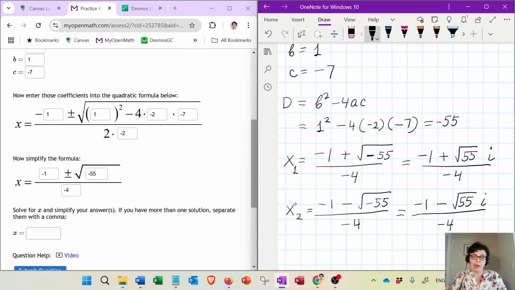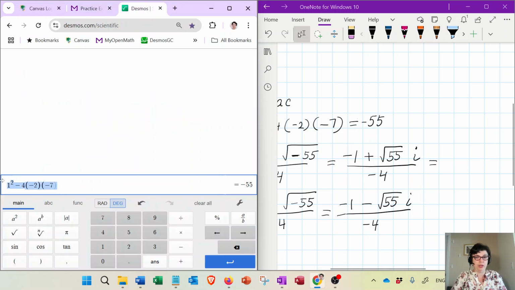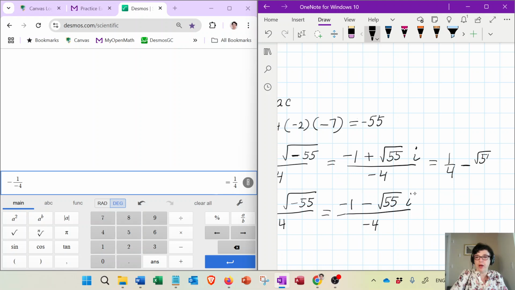Now, maybe they will accept an answer like that, maybe. But I don't want to try my luck because generally speaking, if the answer is a complex number, they want to separate the real part and the imaginary part. And in order to do that, I have to divide each term by negative 4. So if I take negative 1 and divide it by negative 4, you can do that here. There's no shame, okay? You can do that. That's going to give you 1/4, 1 over 4. Then I'm also going to divide square root of 55 by negative 4. That'll become negative square root of 55 over 4, and the imaginary unit is written next to it. Okay, that's the first solution.